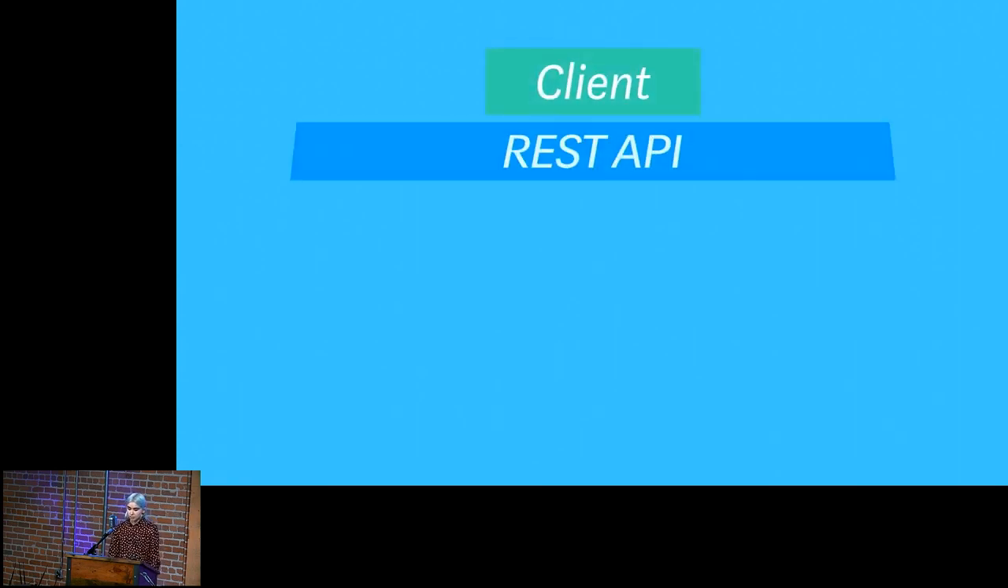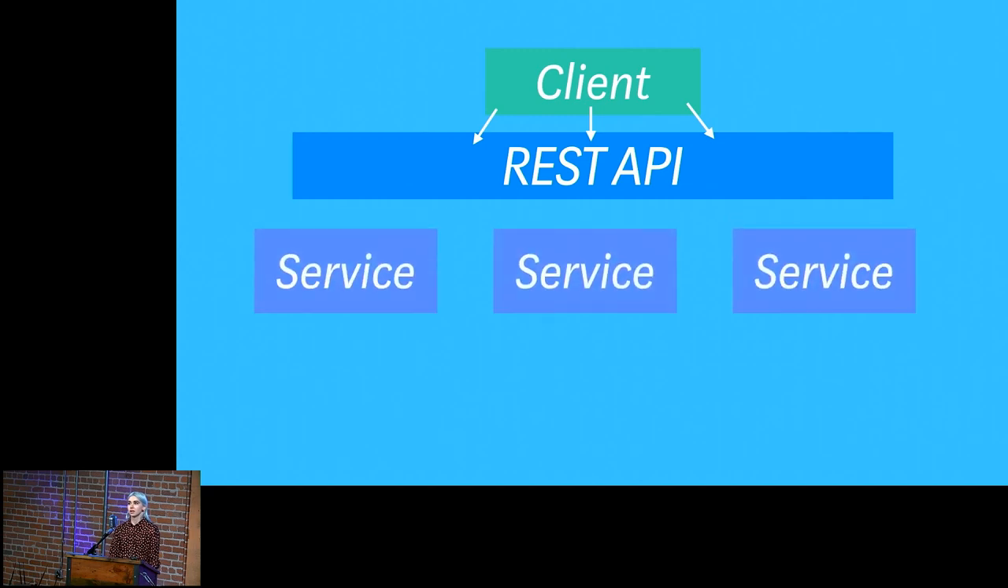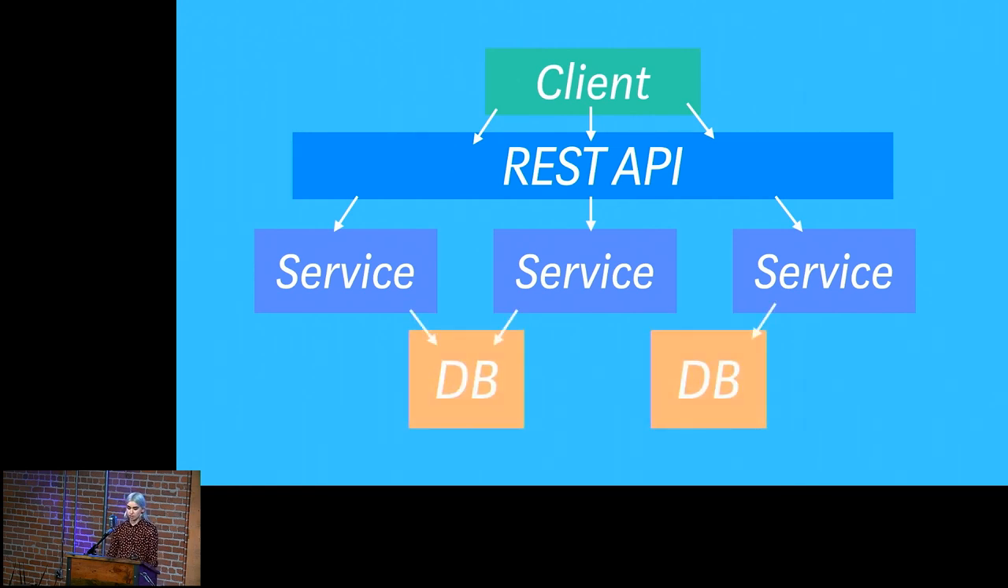So you'll have a client, and then you'll have your REST API. This is just what you probably have. The client talks to your REST API. And then you have maybe a bunch of services, maybe you don't. Let's see, you do. Your REST API will call out to those. And you might have some databases, and those call out to those, and then send the response back.